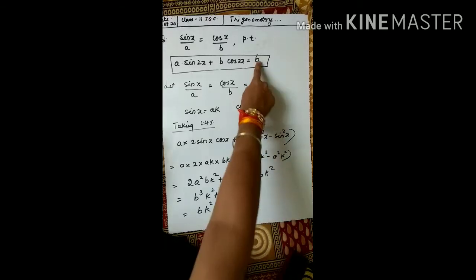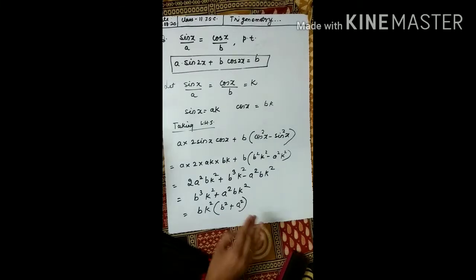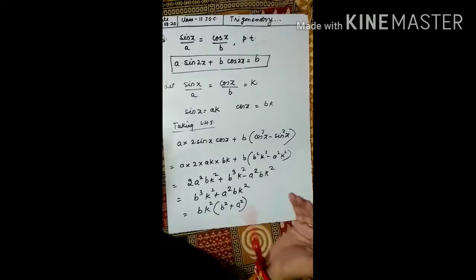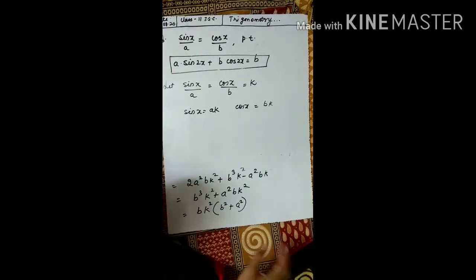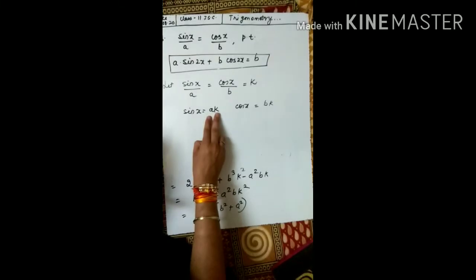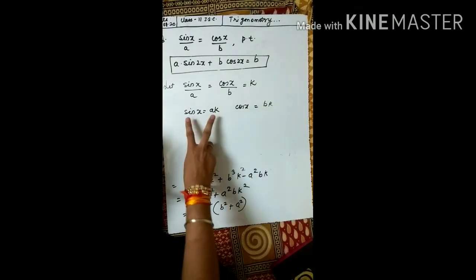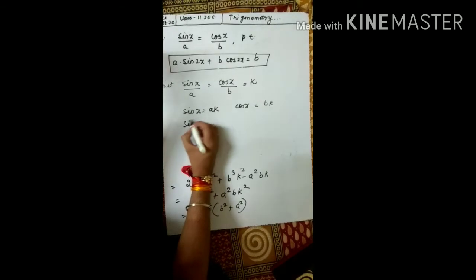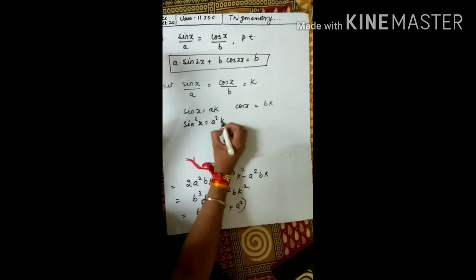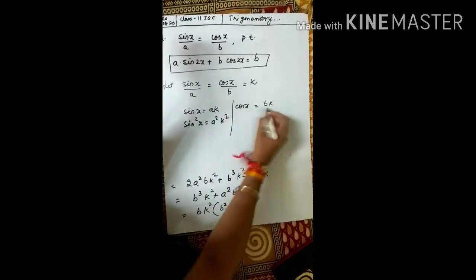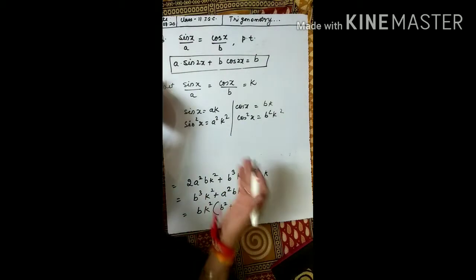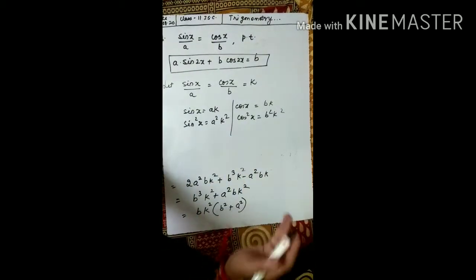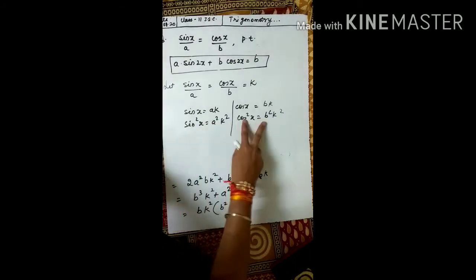Now we want that b should come, but here b is not coming. So we need to replace this k square. Let us find the value of k square. Now you understand how I find the value of k square. As you have sin x equal to ak and cos x equal to bk, let me square these equations. So sin square x will be equal to a square k square, and squaring both sides here, cos square x is equal to b square k square. Now we have a relation of sin square x plus cos square x which is equal to 1. So let us add both the equations.